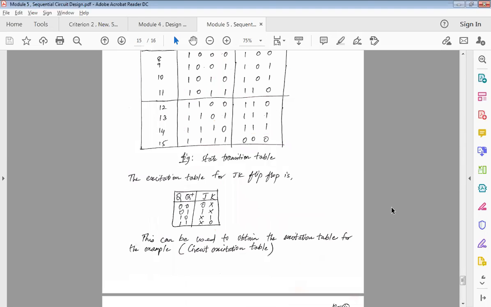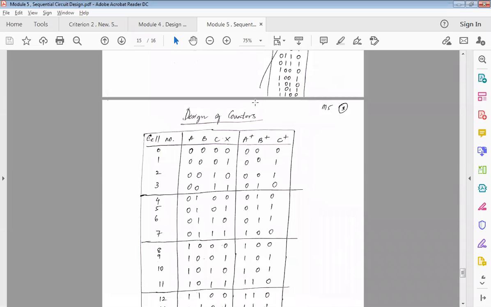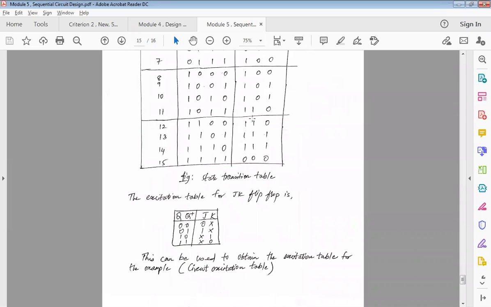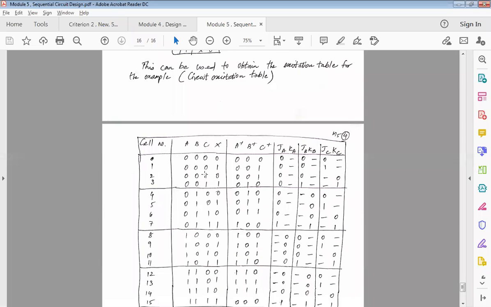After this, the question says that I have to use which flip-flop? I have to use the JK flip-flop, right? So I will be using the JK flip-flop. To make use of it, I need to know the excitation table of the JK flip-flop. For the excitation table, we need to know the truth table. From the truth table, we get the characteristic table. From the characteristic table, we get the excitation table. This is the last stage, the most refined table for a flip-flop. Using this combination, you can go ahead with the circuit excitation table.